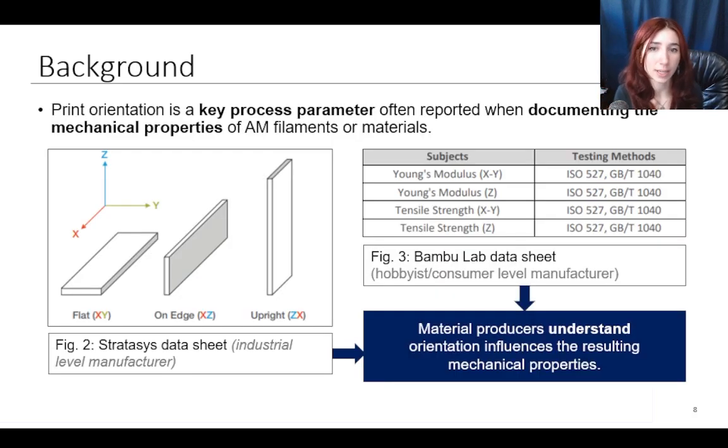Print orientation is a key process parameter that we often report when documenting mechanical properties. These are two screen caps of data sheets, one from Stratasys and one from Bambu Lab. We can see that they have considered different build orientations for their tensile strength.